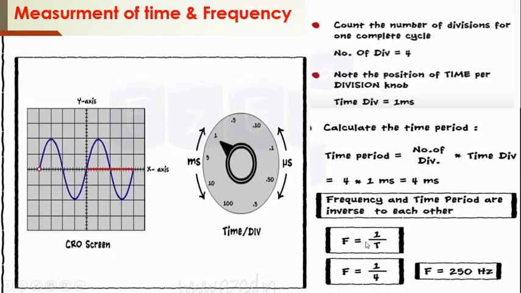So frequency equal to 1 upon T. Frequency and time period are inverse to each other. So f equal to 1 upon 4 milliseconds, that is f equal to 250 Hertz.